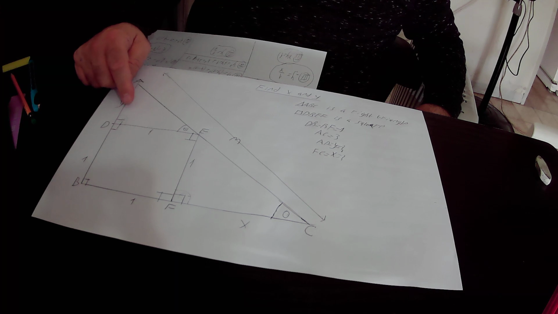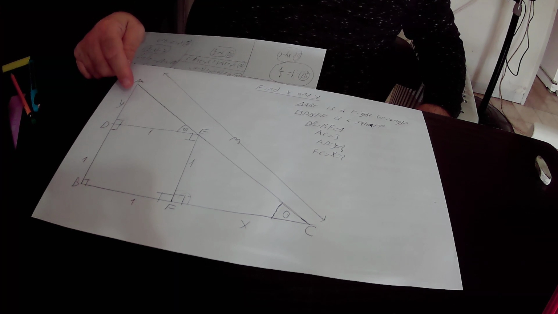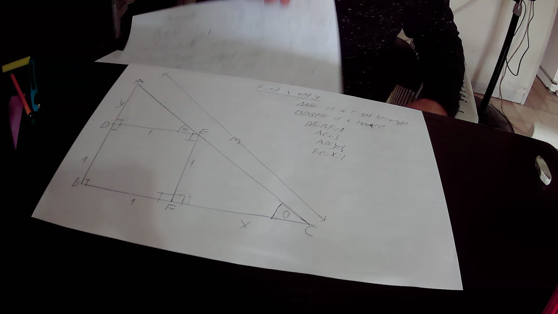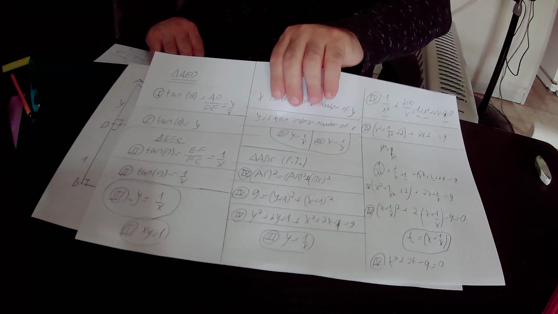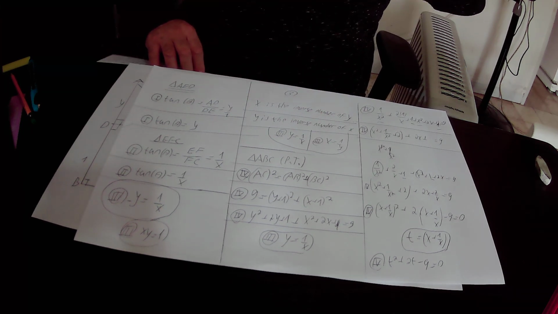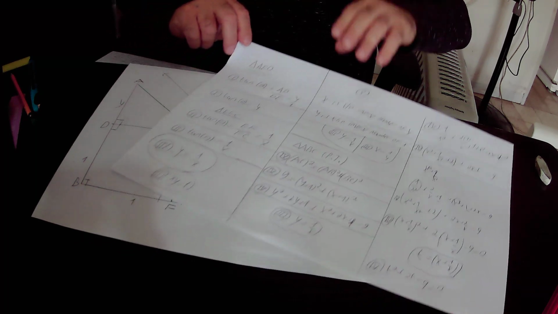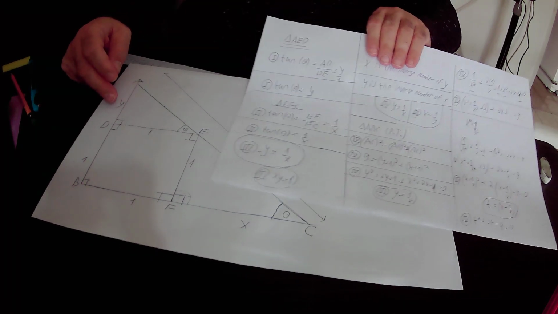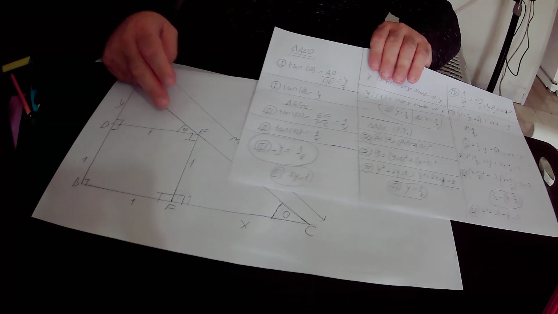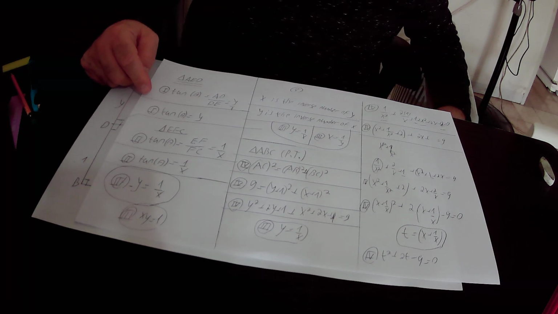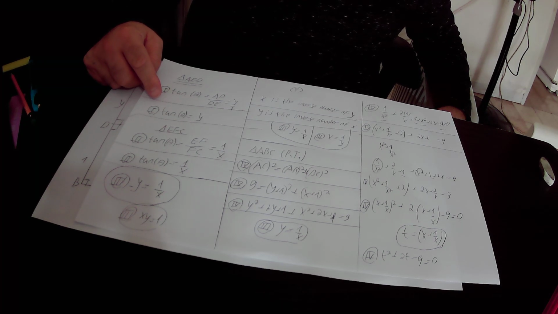Then we focus on the right triangle, triangle ADE. In this right triangle, triangle ADE, we know that tangent theta equals AD over DE. But AD equals y according to what is given in the question. DE equals 1. So in conclusion, we found out that in triangle ADE, tangent theta equals y.